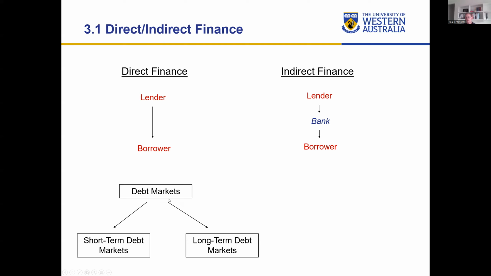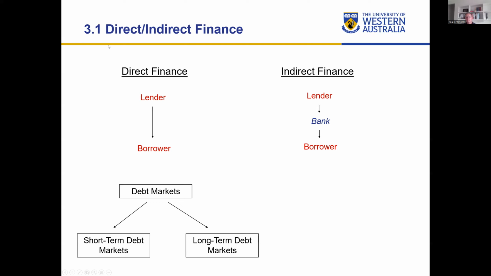Now, with these debt markets, we have split them into short-term and long-term debt markets. Generally speaking, short-term debt markets involve a loan from a lender to a borrower, large amounts of money, anywhere from 1 day up to about 1 year. And long-term debt markets involve a loan anywhere from a year up to 30, 40, 50, even 100 years. I have seen loans as long as 100 years.